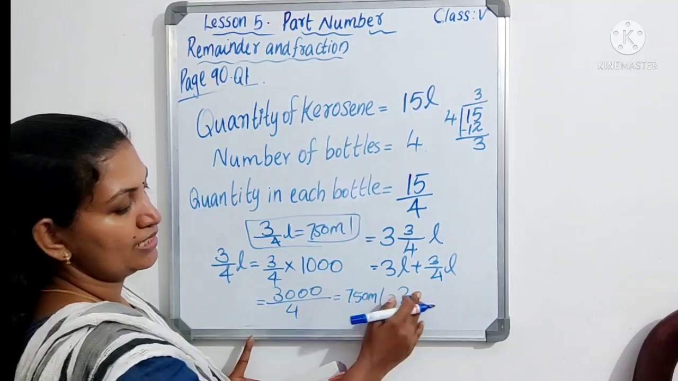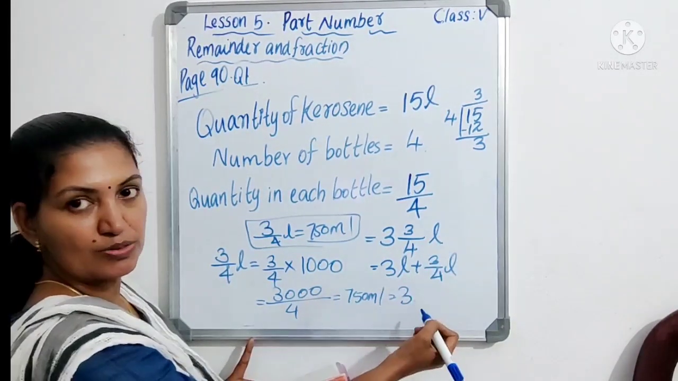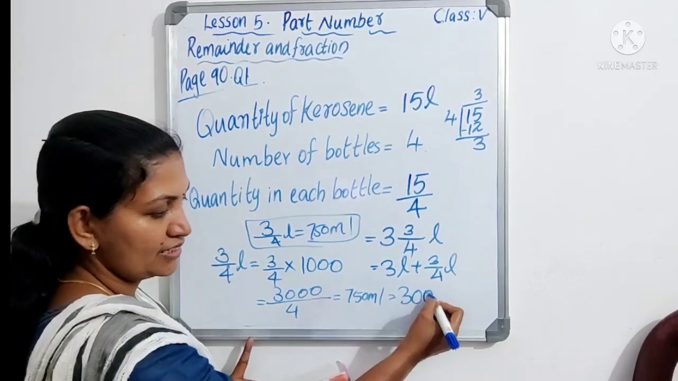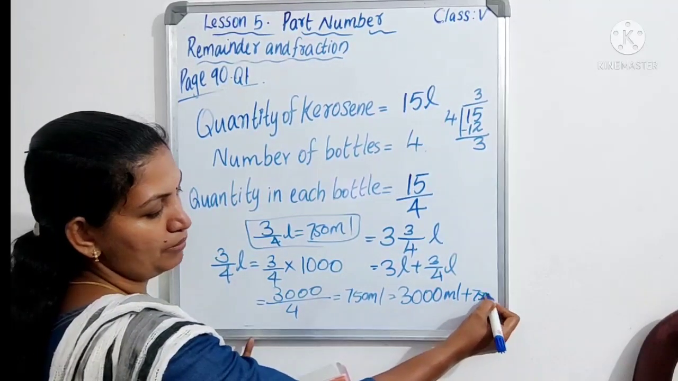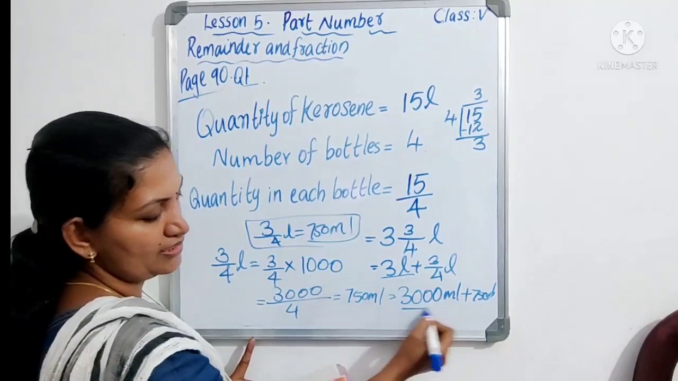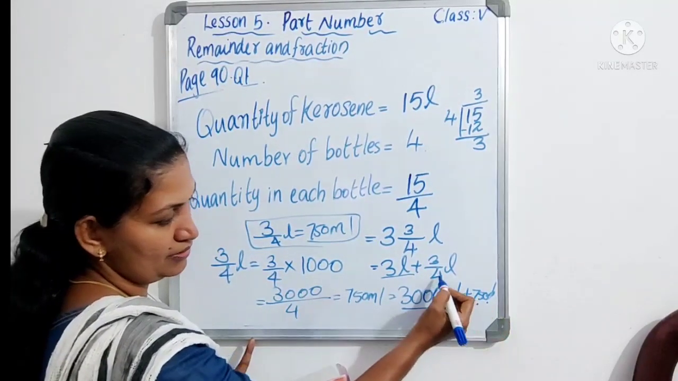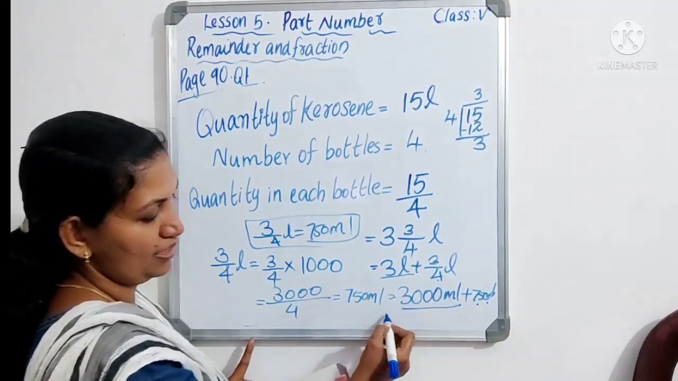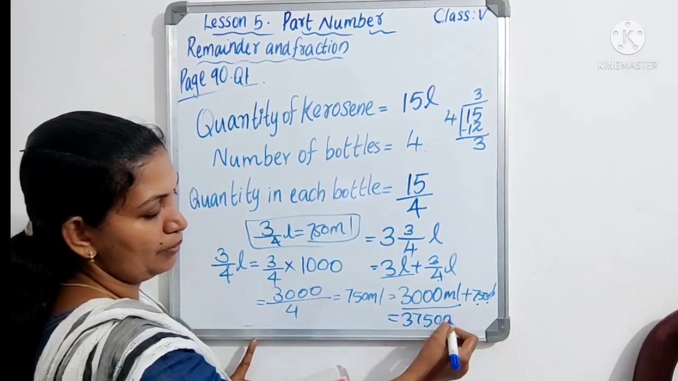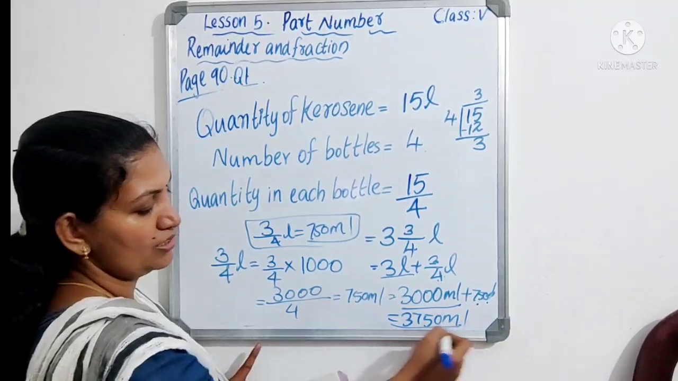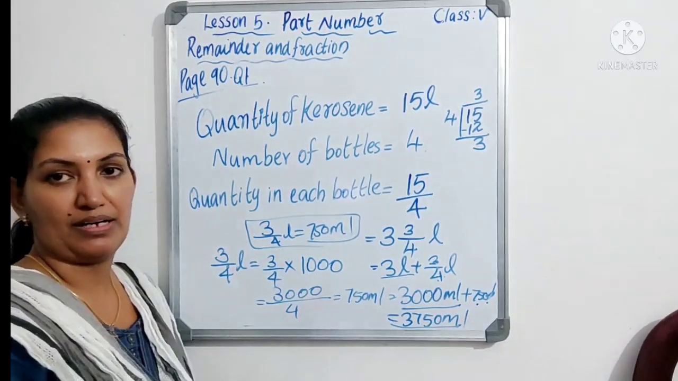3 liter, we know that 1 liter is 1000 ml. So 3 liter means what? 3000 ml plus 750 ml. 3 liter is 3000 ml, and 3 by 4 is 750 ml. So total 3750 ml. Okay, 3750 ml. Okay.